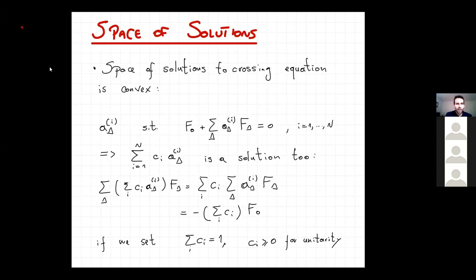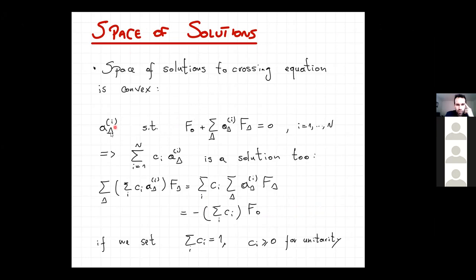So we have these functions, we've derived these bounds. So now let's try to understand what else we can say about the general space of solutions. So the space of solutions to the crossing equation is convex.